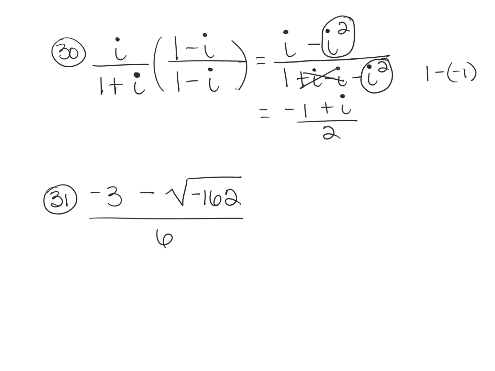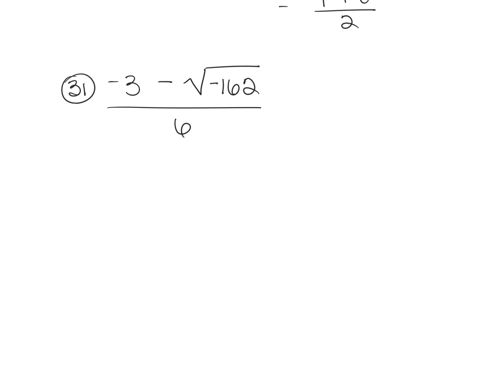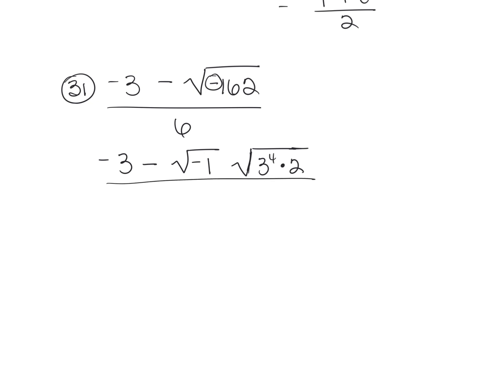31, it's telling us to simplify this. So I have a negative under here, and I also need to look at 162 and break it down into its prime factorization. So I have negative 3 minus. All right, first thing I'm going to do is take out that negative 1. And then I'm going to go off to the side, and I'm going to find my prime factorization of 162. So this is going to give me 3 to the 4th times 2. 81 times 2. So that gives me 3 to the 4th times 2. And then you're still dividing by 6.